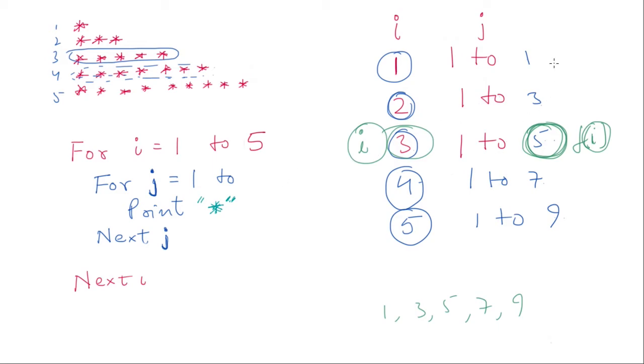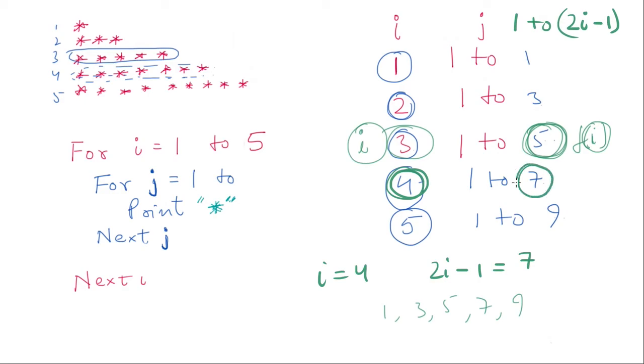Okay, he says J should be 1, 2, 2i minus 1. Let us just try it for a random one, 4. When I is equal to 4, 2i minus 1 is how much? 7. Bingo, it is matching, right? It is matching.